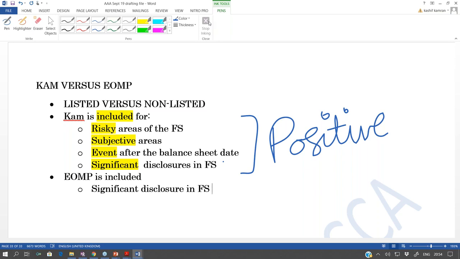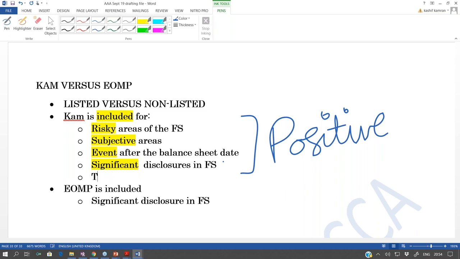CAM is for risky areas. CAM is for subjective areas. CAM is for events after the balance sheet date. CAM is for significant disclosures. Even CAM is for significant transactions. Significant transactions like asset held for sale. CAM is for significant transactions like anything for the first time.